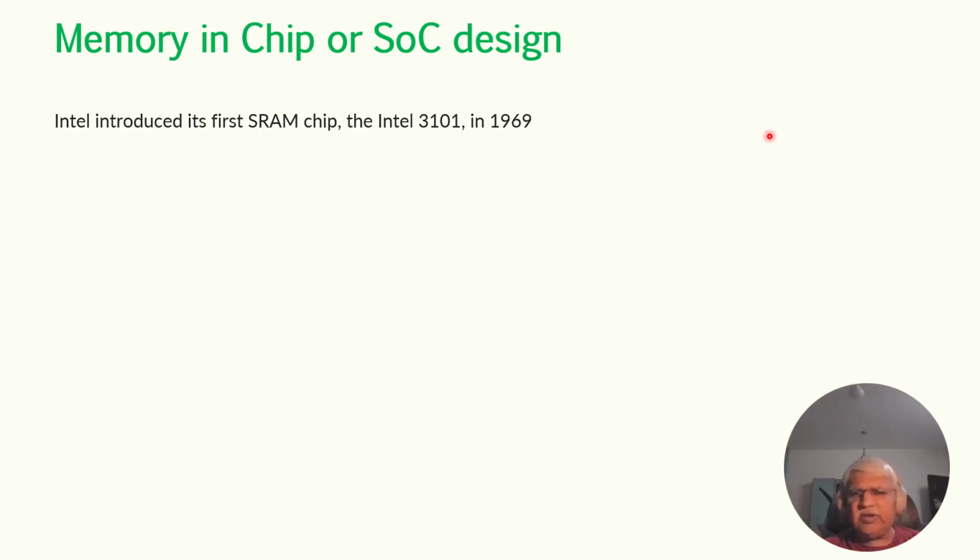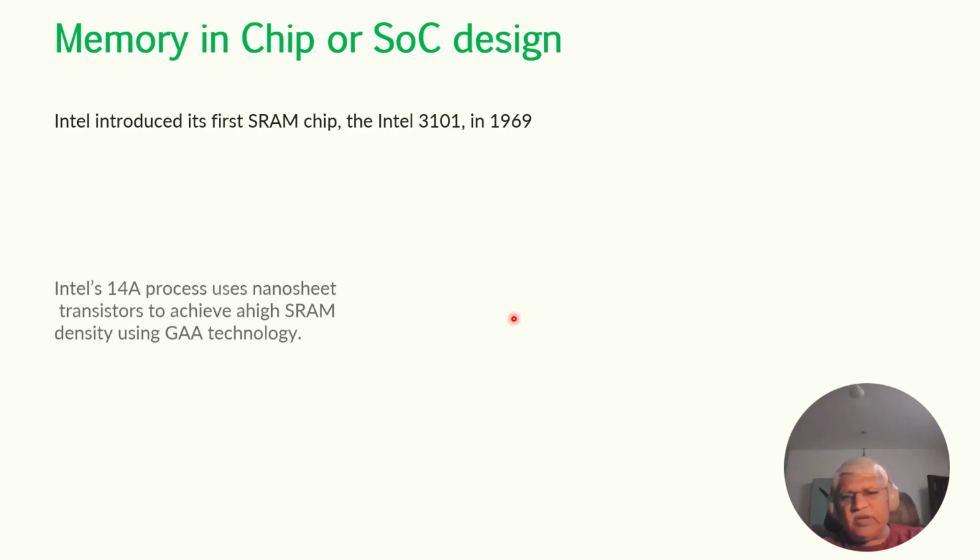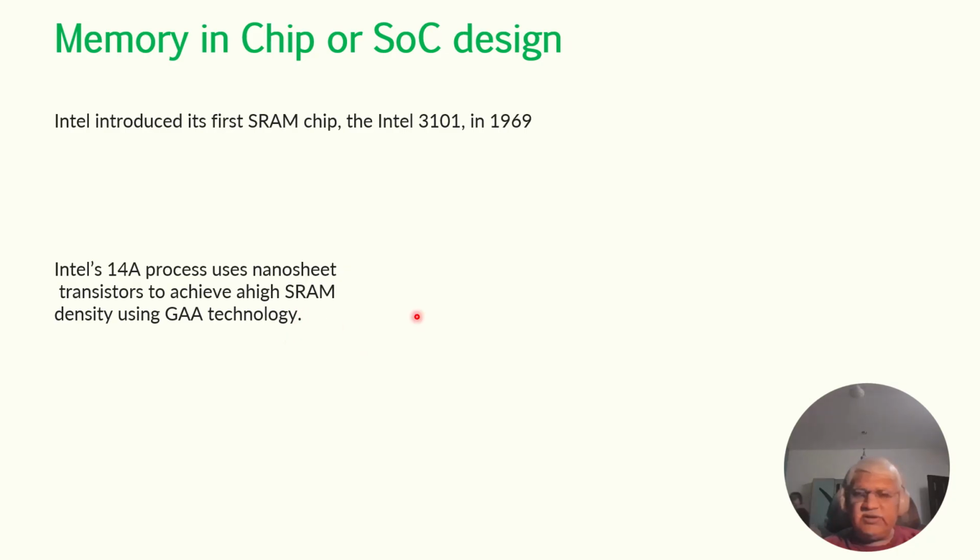Coming back, I also want to mention that Intel has moved to 14 angstrom, and this is done using the RibbonFET technology, which is made using the gate-all-around design. That is how the densest and fastest memory access is happening.